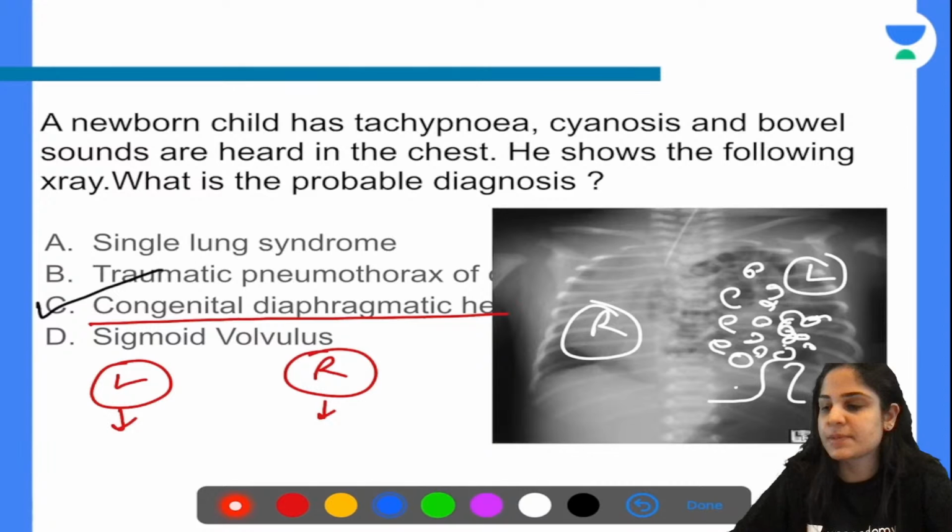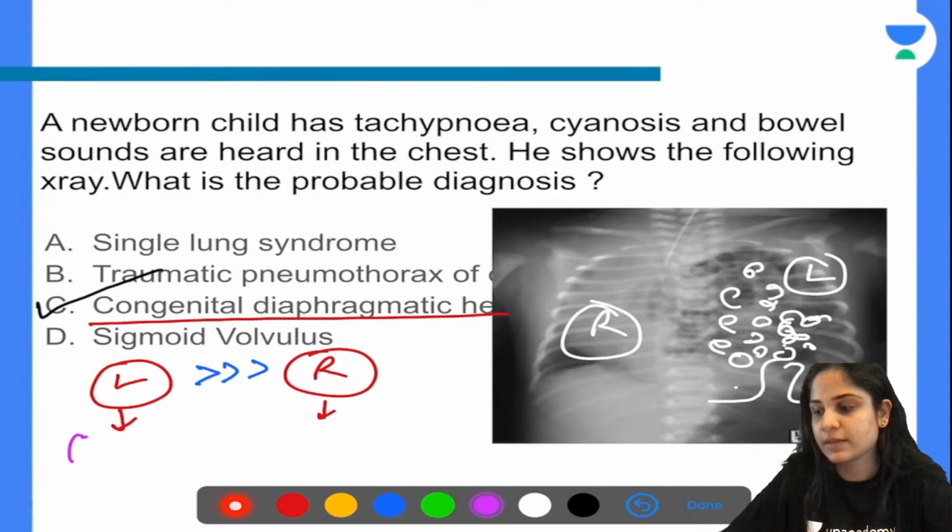Yes, Akash, absolutely correct. Congenital diaphragmatic hernia is more common on the left side. Which hernia is the left side called? Left side is called Bochdalek hernia, and right side is called Morgagni's hernia.